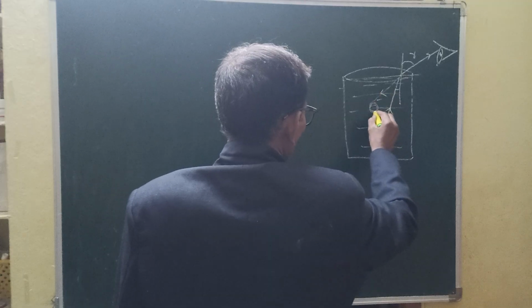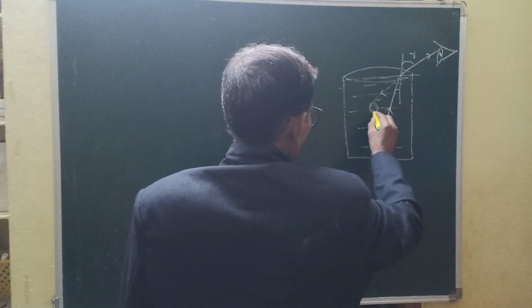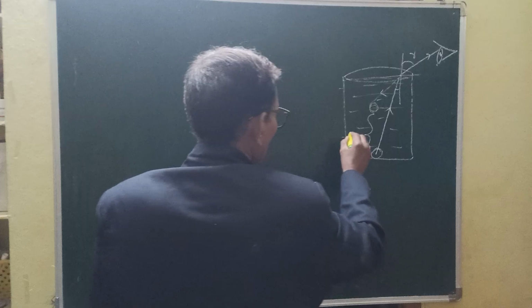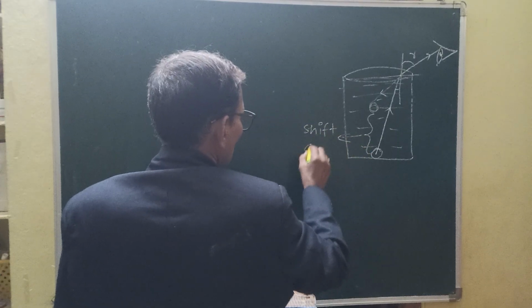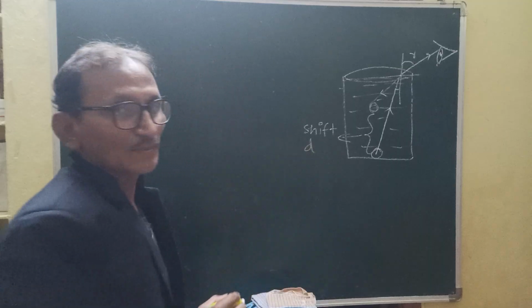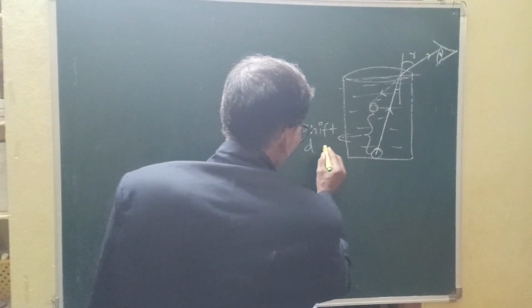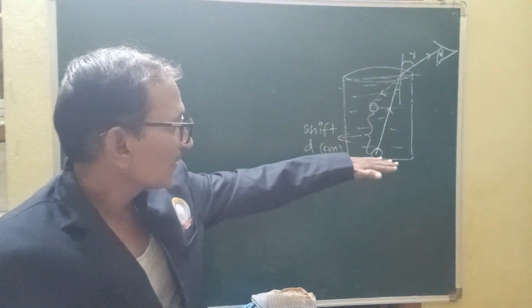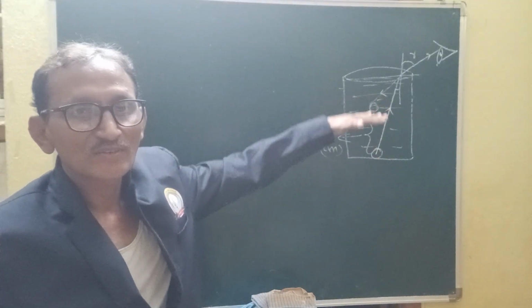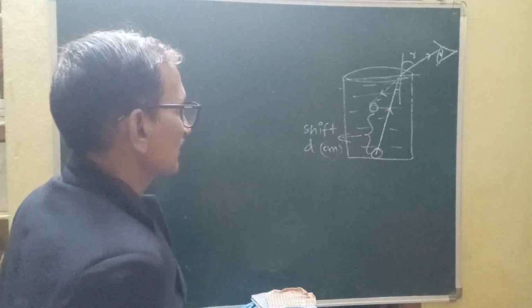So this is the shift in the position of the coin. Let me take the shift in the position of the coin. Shift is equal to d. Some d centimeter distance the coin has been shifted from the real position to the apparent position.